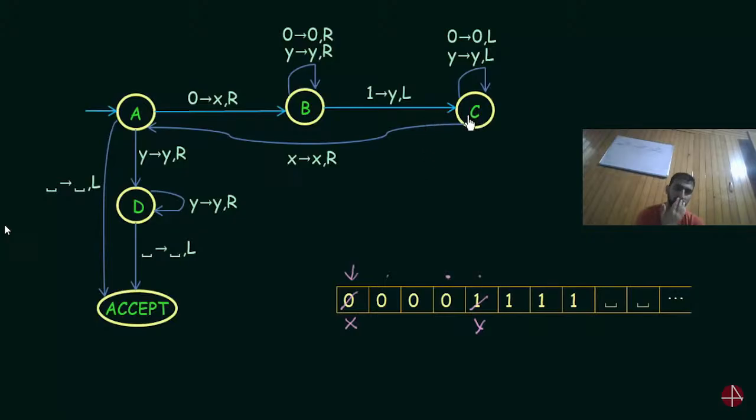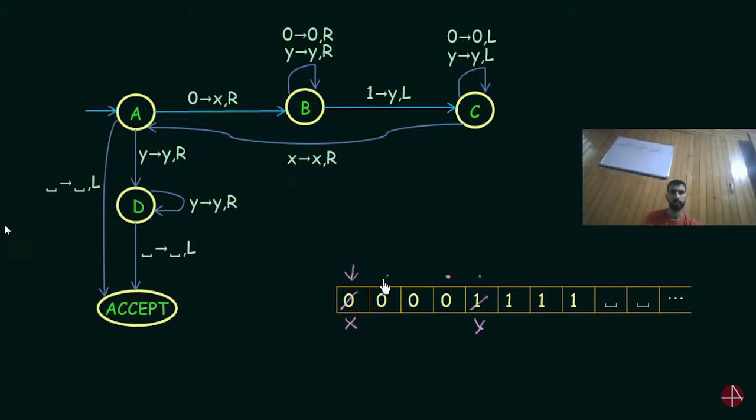And then in state C, this state C will help you to go back until you find the leftmost 0. So in the algorithm, I already showed you, after you reach here, you have to move left until you find the leftmost 0. So this state C will take you left without replacing anything different. That means if you see a 0, you write a 0. If you see a Y, you write a Y. So basically it means you are not replacing anything, and you just keep moving left.